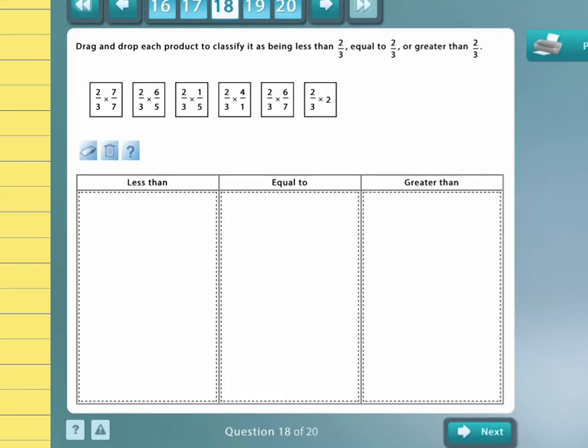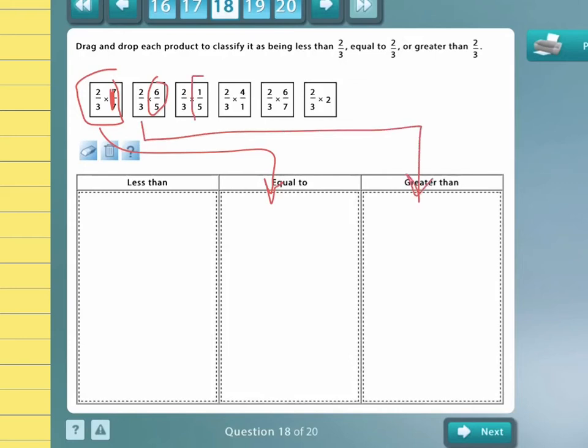So is the answer going to be greater than, less than, or equal to 2/3? Well, this one's going to be equal to 2/3 because you're multiplying by 7/7, so that one goes there. This one's going to be greater than 2/3 because you're multiplying by 6/5, which is greater than 1. That's going to go there. This one's going to be less than 2/3 because you're multiplying by 1/5.